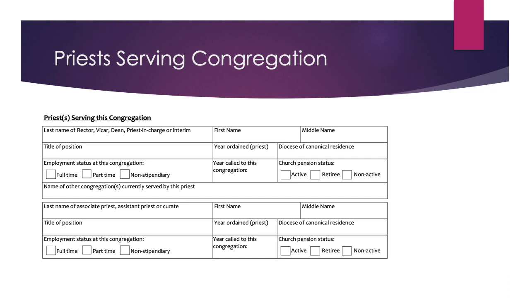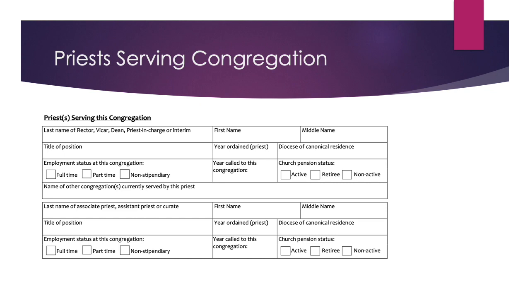And then every priest in the church has a diocese of canonical residence. May not be your diocese. They may be canonically resident in another diocese, perhaps where they were ordained or served previously. They may be sort of on loan, but every priest has to have a diocese of canonical residence, and it's that bishop who is responsible for them, if you will. So you need to report that.